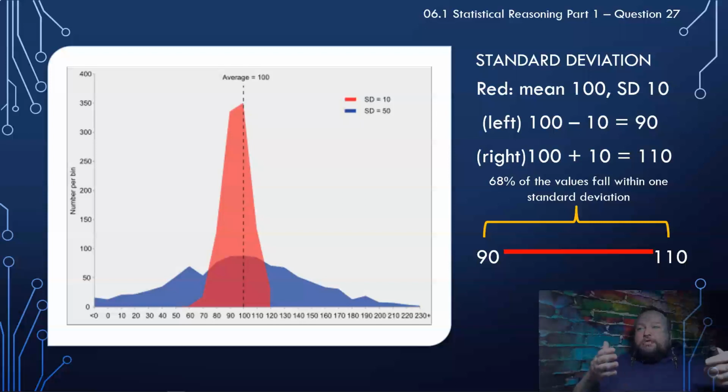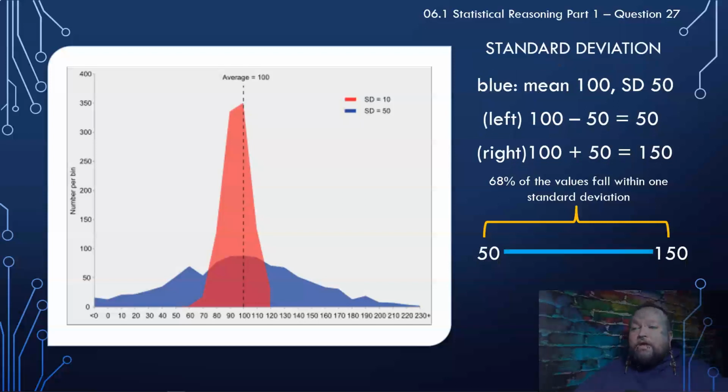And so you have to be careful to remember that's in the same units as your mean and the rest of your data. If we go to the blue in this other case, it's still the same mean, but it has a standard deviation of 50. To get one step here, we subtract 50, going from 100 to 50, and add 50 to 100 to get 150. So that means we now get this range of 50 to 150, and that's where about 68% of the values for the blue population fall.